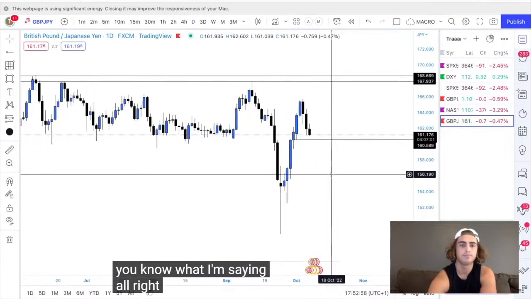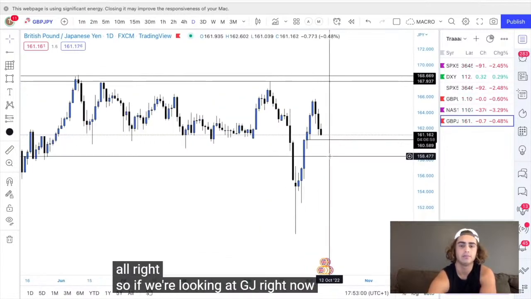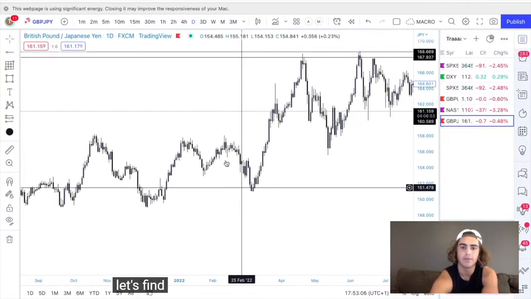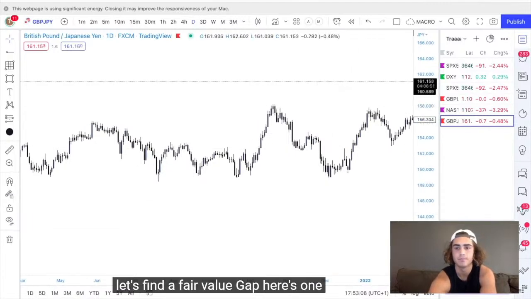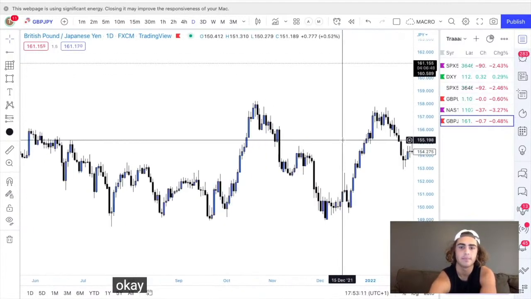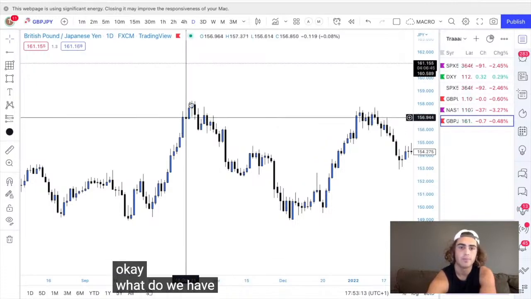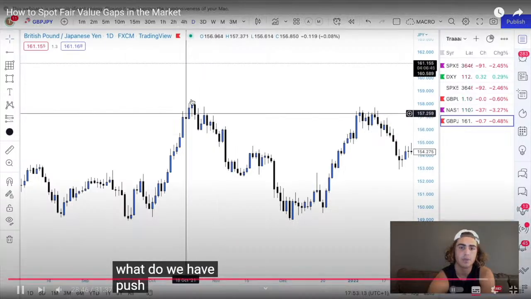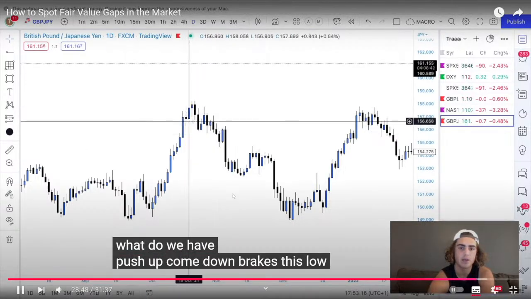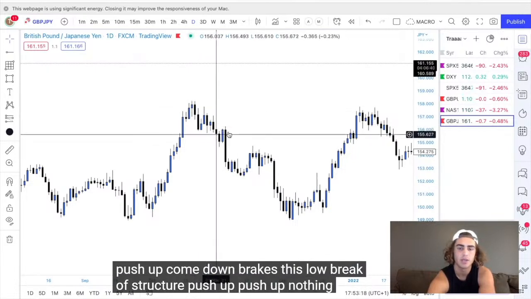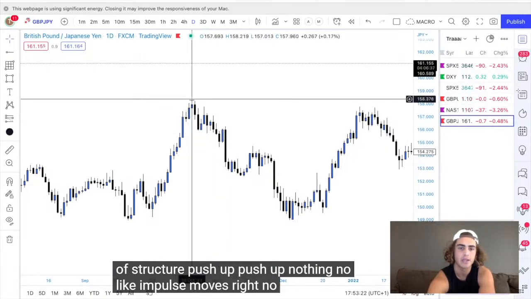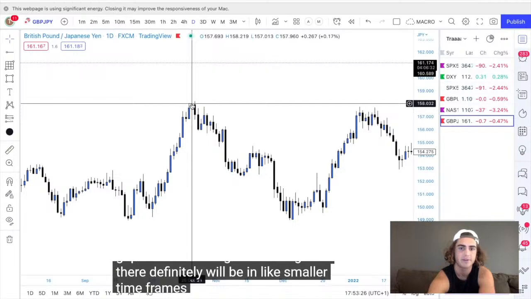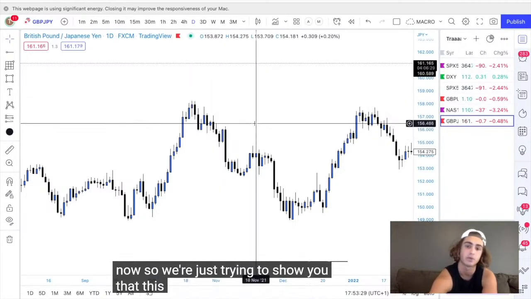All right, so if we're looking at GJ right now, let's find a fair value gap. Here's one. Okay, what do we have? Push up, come down, breaks this low, break of structure, push up, push up, push up, come down, breaks this low, break of structure, push up, push up. Nothing, no impulse moves, right? No fair value gaps within here. There definitely will be on smaller time frames, but we're on the daily right now, so we're just trying to show you that this works everywhere.